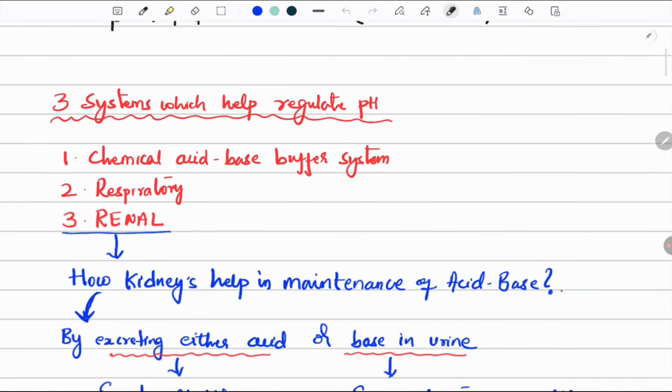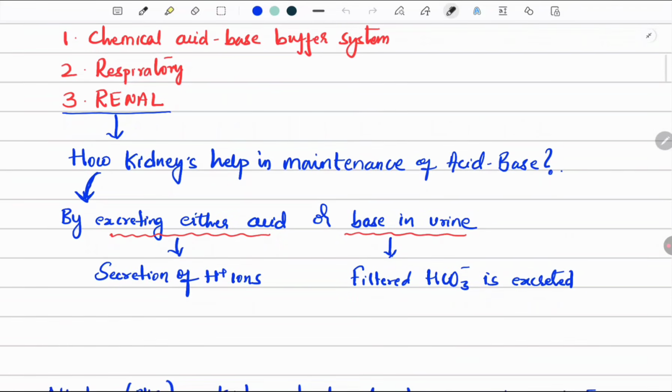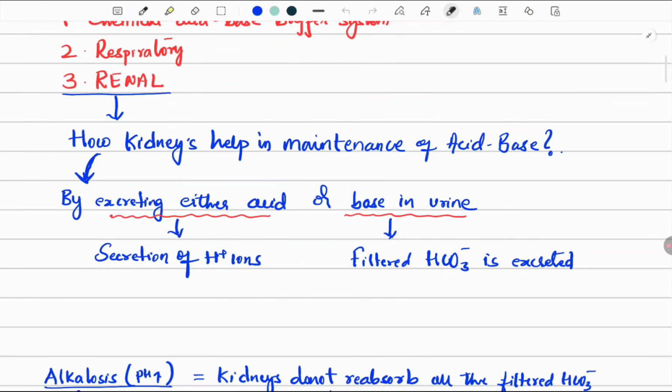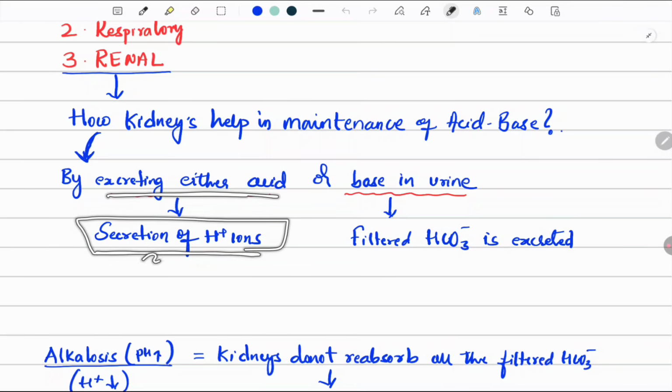Simple. Okay. There are three systems in toto which help in regulating the pH. First is the chemical acid-base buffer. Second is the respiratory system. And the third and most important that we are going to cover in this video is the renal system. So a very simple way to understand how kidneys help in maintenance of acid-base balance is that they can excrete excessive amount of acid. If the acid concentration in the body is increased, they can just excrete it. What does excretion of acid mean? Excretion of acid means secretion of H plus and excretion in the urine.